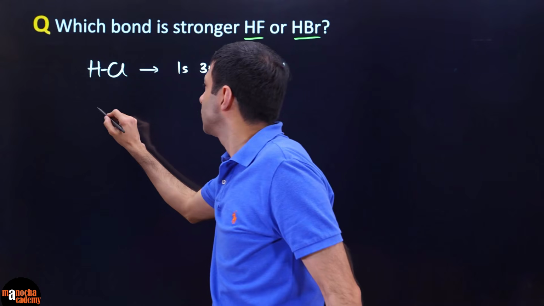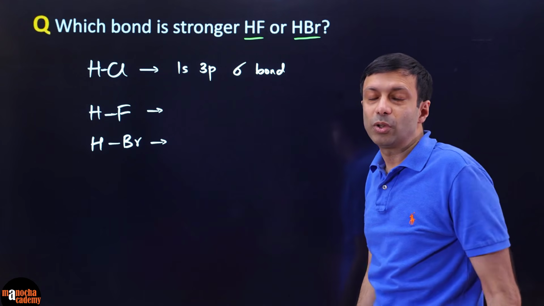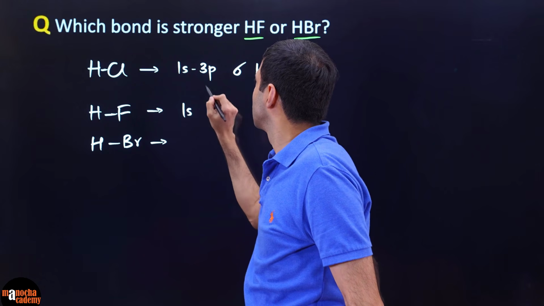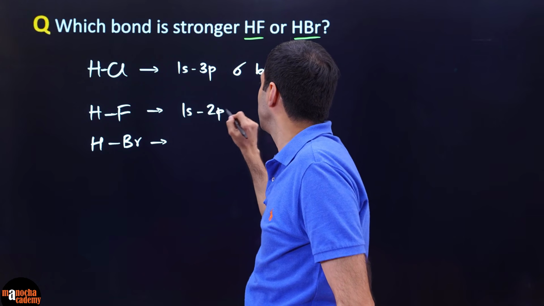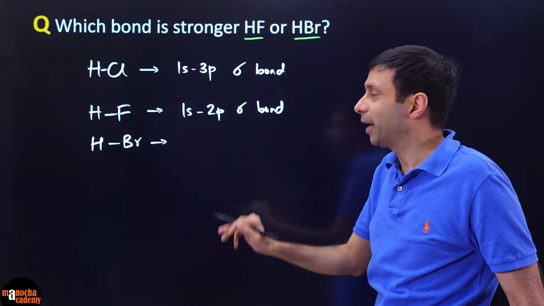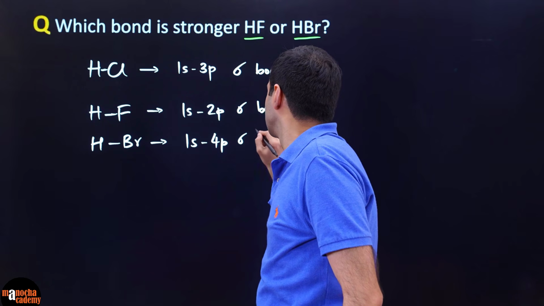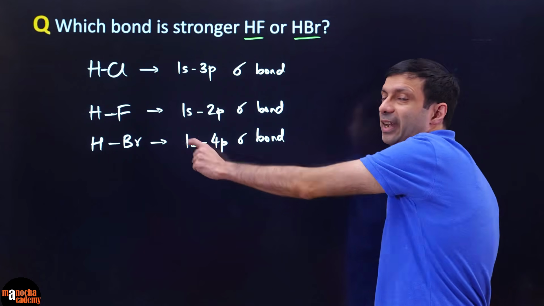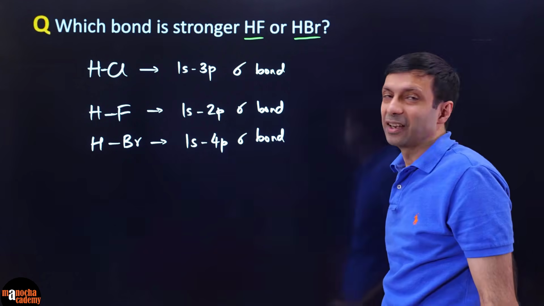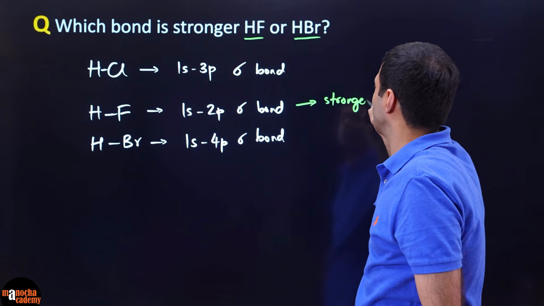Similarly, if I ask you guys, what is the bond between HF and HBr? So come on, work out the electronic configuration, and I think you'll find out that this was a 1s 3p bond, this is a 1s 2p sigma bond, because the sharing is done with the electron in the 2p orbital, and for bromine it is a 1s 4p sigma bond. So guys, if we compare HF and HBr, which is having the stronger bond? What do you guys think? The correct answer is this bond is stronger. The HF bond is stronger.